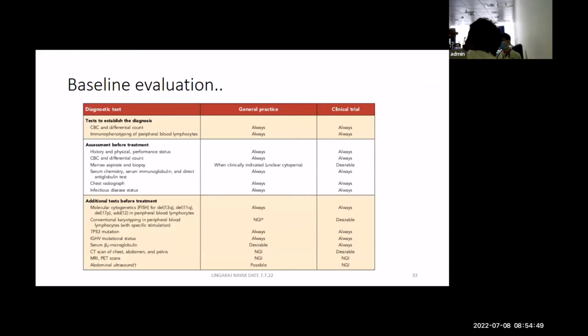Now, what are the additional tests they have recommended? Molecular cytogenetics is fixed in, always. If it is general practice, it is always. Conventional karyotype, as I said, the stimulated one is not usually required in clinical practice, but you can do it in a clinical trial. TP53 mutation always, IgG mutation always. Now CT scan depends on whether the patient needs the treatment or not.